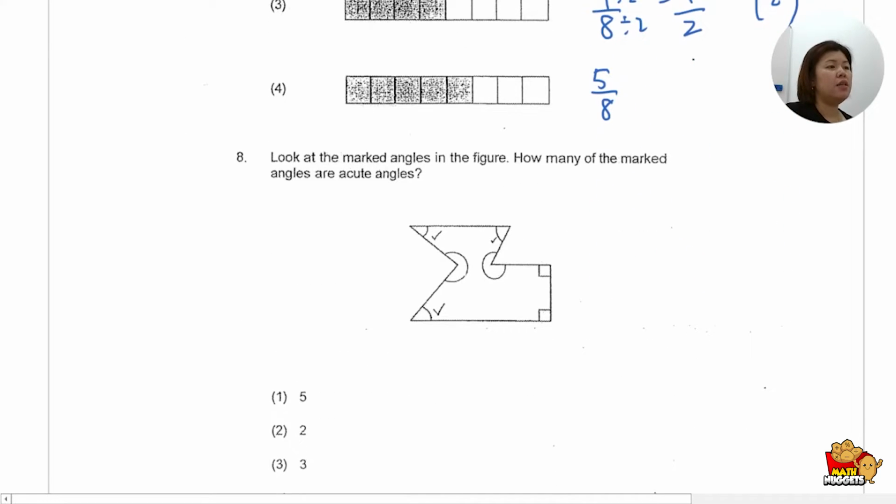Okay, he's asking how many of the marked angles are acute? Acute means smaller than 90 degrees. So it's 1, 2, 3.